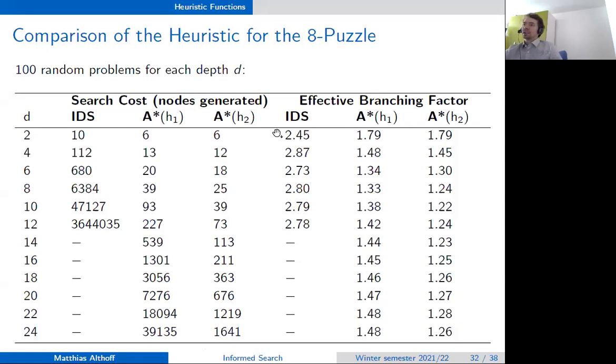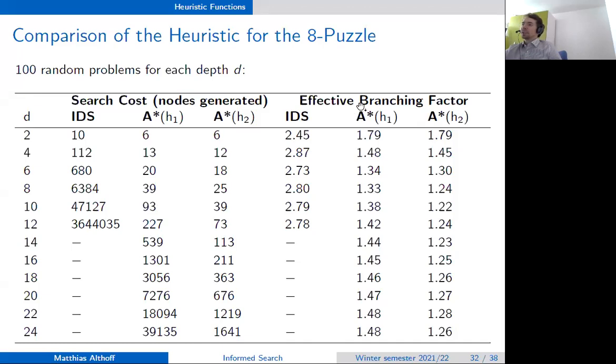And now let's look at the effective branching factor. So the iterative deepening search has roughly an average branching factor of 2.7, 2.8. And you can see that this branching factor is quite constant over the depths of the shallowest node, over basically the complexity of the search problem.